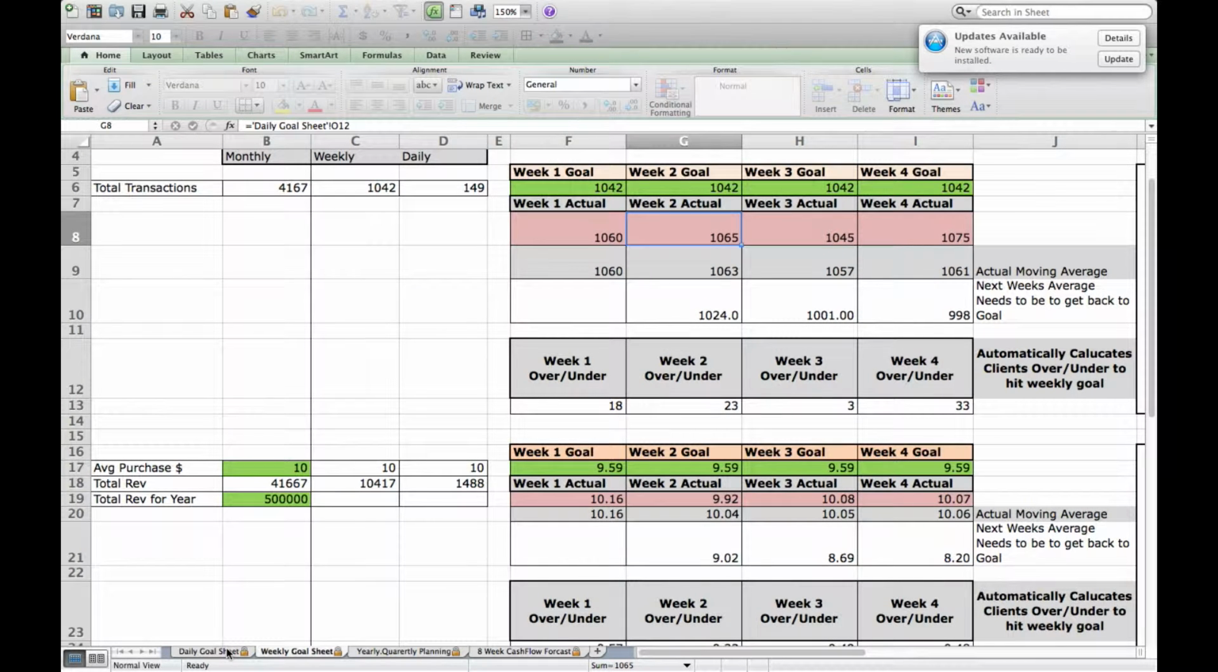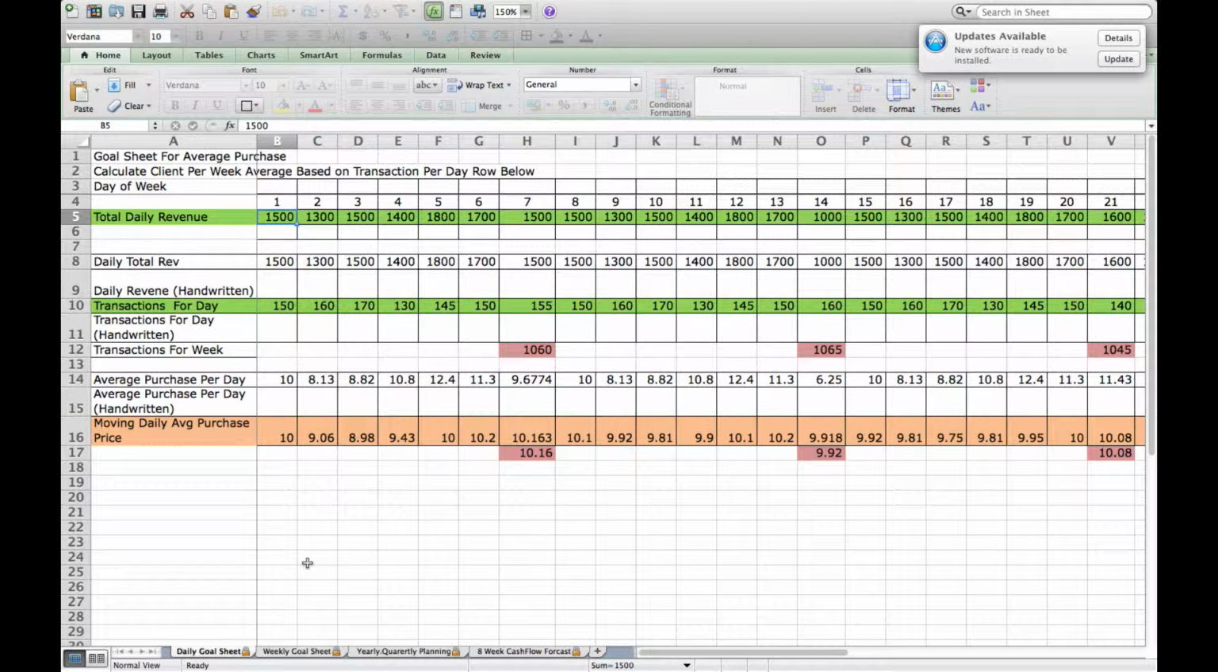Now, if we start with the daily goal sheet, because really we want to look at things on a daily basis if we can. The fewer bad days you have, the fewer bad weeks, and then the fewer bad months, and the fewer bad years. I said that in a previous module, and again, the other way around: the more good days, the more good weeks, the more good months, the more good years.